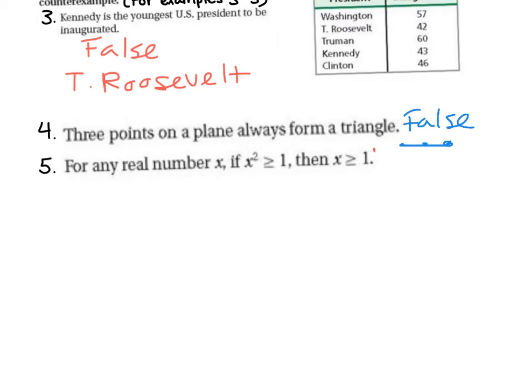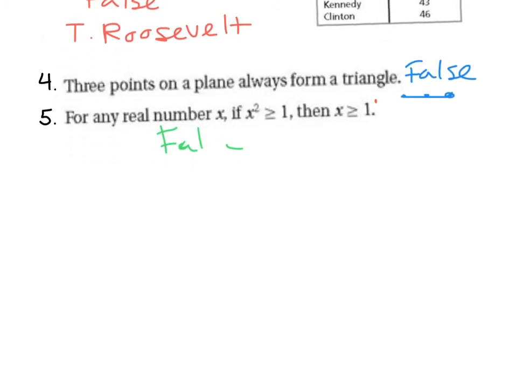So now let's look at 5. For any real number x, if x squared is greater than or equal to 1, then x is greater than or equal to 1. Is this true or false? False. Why is it false? Because you can do 0.1. So you're saying we could do a decimal? Yeah. So if we had 0.5, what is 0.5 squared? 0.25. Is 0.25 greater than or equal to 1? No.